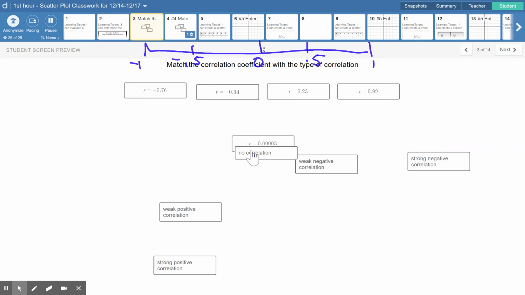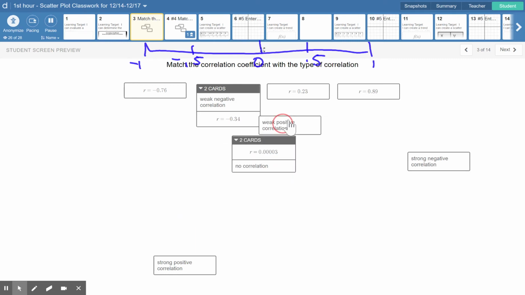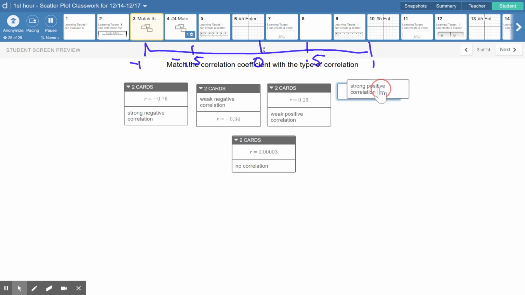So then we can match these up. No correlation, since it's so very, very close to 0. That can't happen. No correlation. Weak negative falls in this range. All right. Weak positive. Strong negative because it's close to negative 1. And then strong positive because it's close to positive 1.